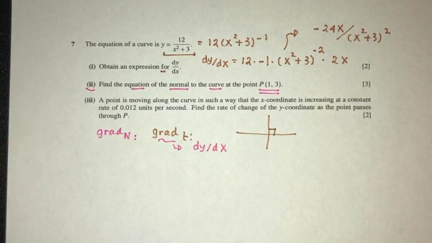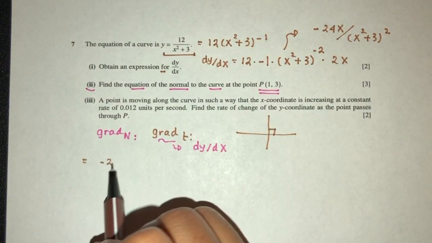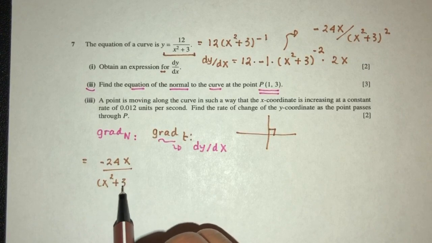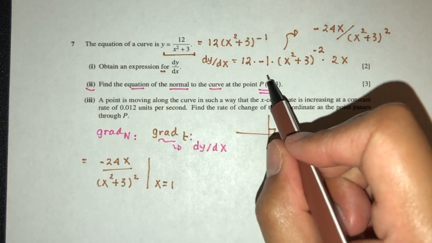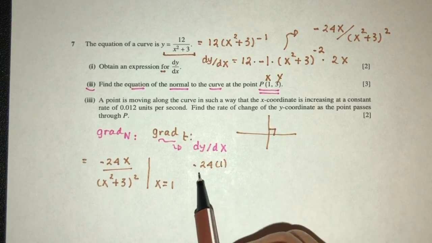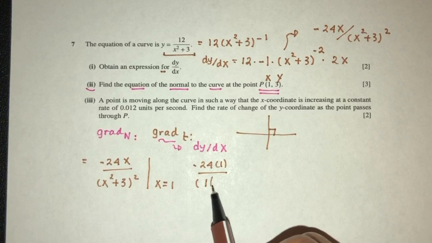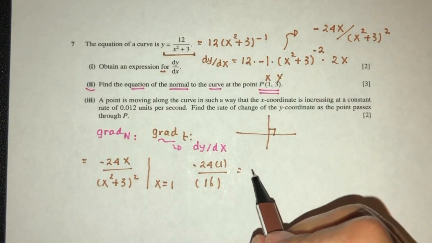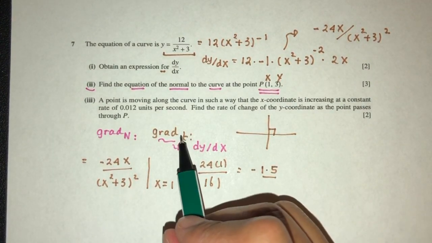So we know this already. So let's find that. dy by dx is equal to minus 24x over (x squared plus 3) squared at the point P where x is equal to 1. This is your x value and your y value. Replace, you will have minus 24 times 1 over (1 plus 3), which is 4. 4 squared is 16. Right? So minus 24 divided by 16, that should be minus 1.5. Okay, so that will be my gradient of tangent.